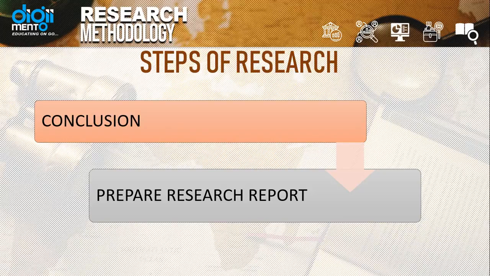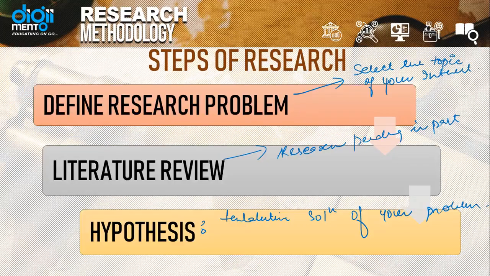Okay. So most of the time, questions come from this area. The question is like they give you these steps in a jumbled order, and they will ask you to write down the proper order of the steps of research. So just remember all the steps one by one and their functionality. Okay.